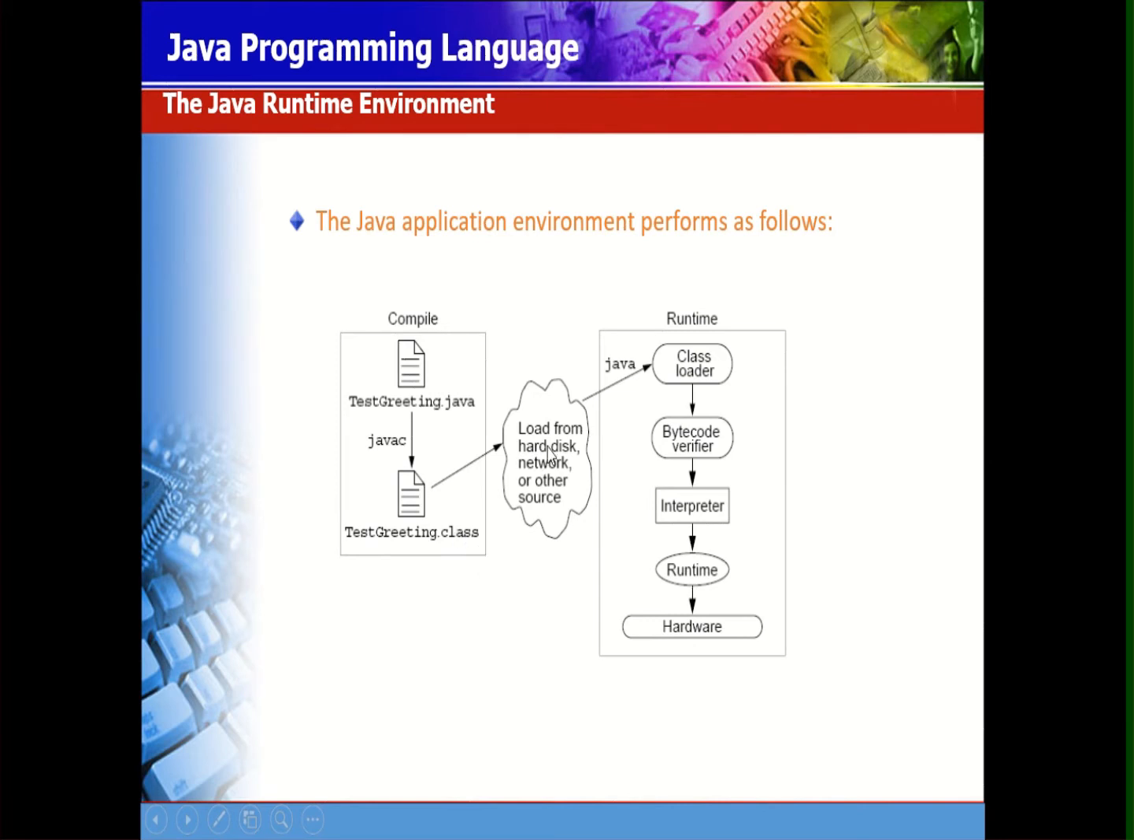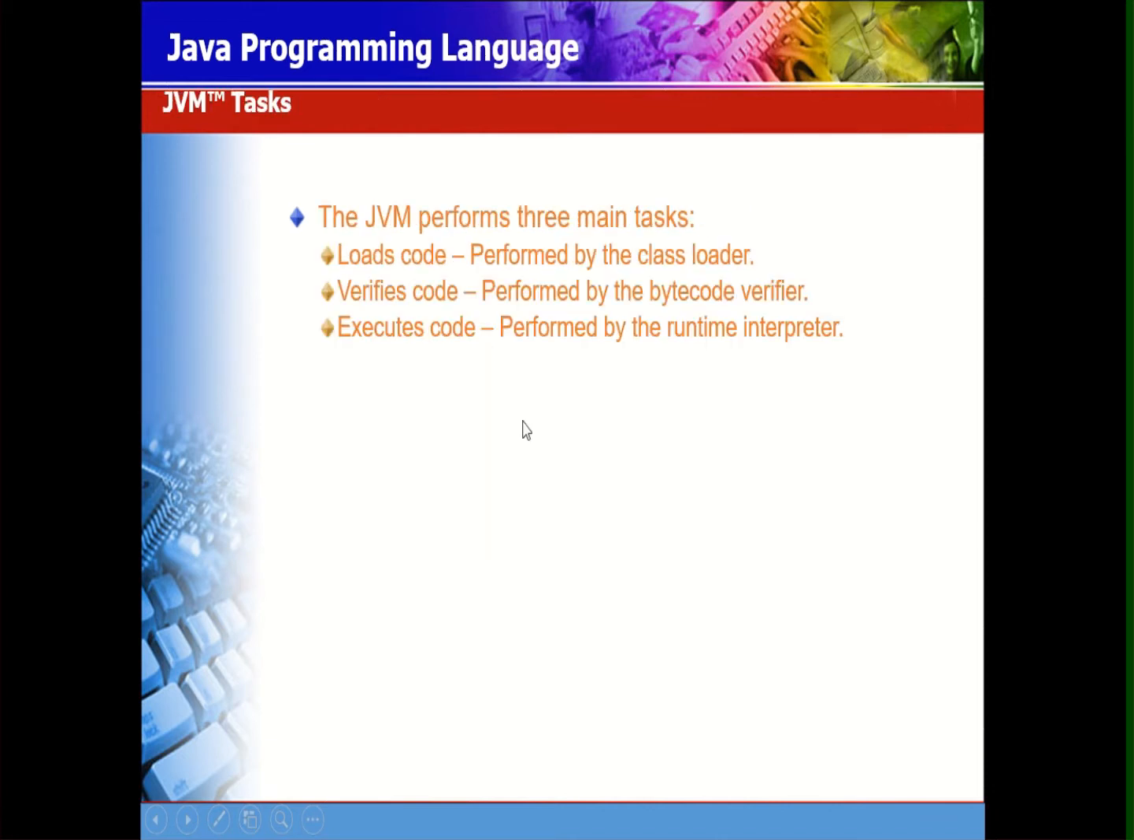Now, this class is loaded from the hard disk, network or other sources to the runtime environment for execution. The class loader loads the class file, the bytecode verifier verifies the code, and the interpreter executes the code and moves it to the hardware. Now, one by one we will see the function of all this. First, we will take up the task of the JVM. The JVM performs 3 main tasks. First, it loads the code, performed by the class loader; verifies the code, performed by the bytecode verifier; and executes the code, performed by the runtime interpreter.